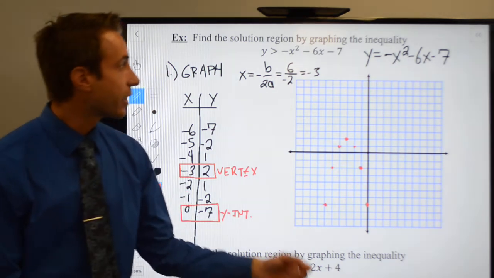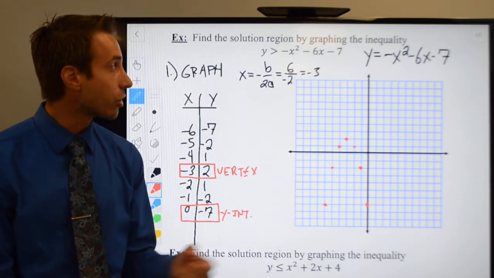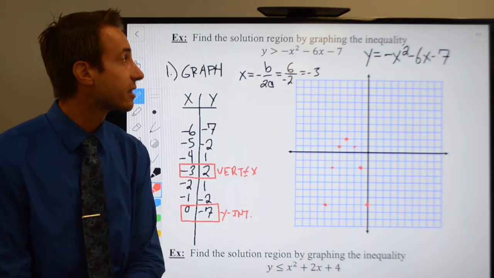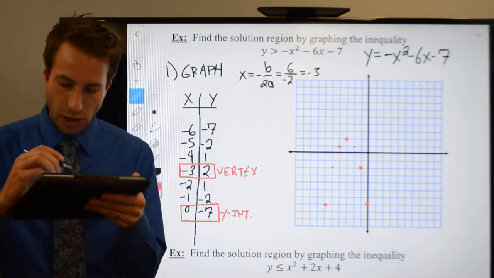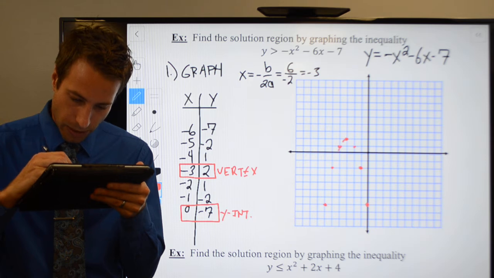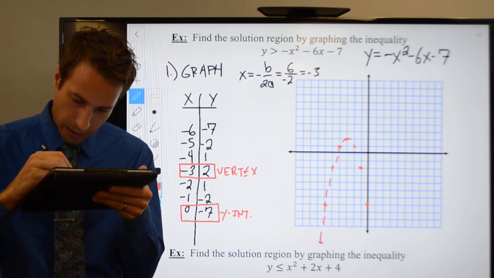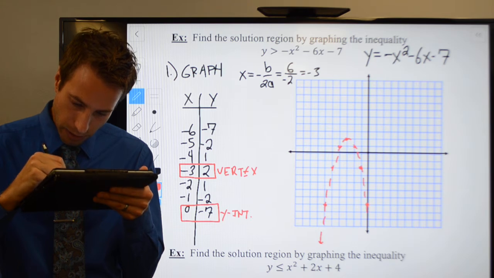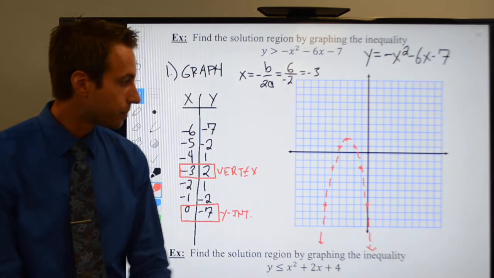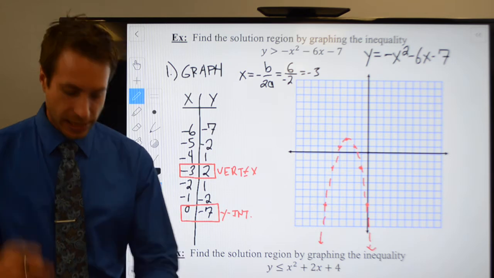Awesome, now all I have to do is figure out, is my parabola a solid or dotted? And of course, since I'm strictly less than, it's going to have to be a dotted line. So I'll do my best to draw a parabola with a dotted line. That's not terrible. Yeah, I'll take it. Dotted line. And now we choose a test point.